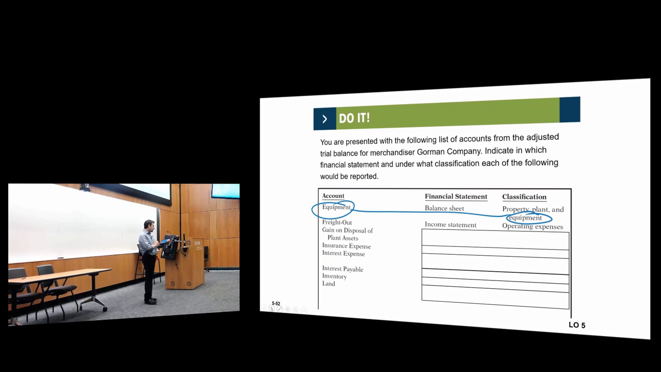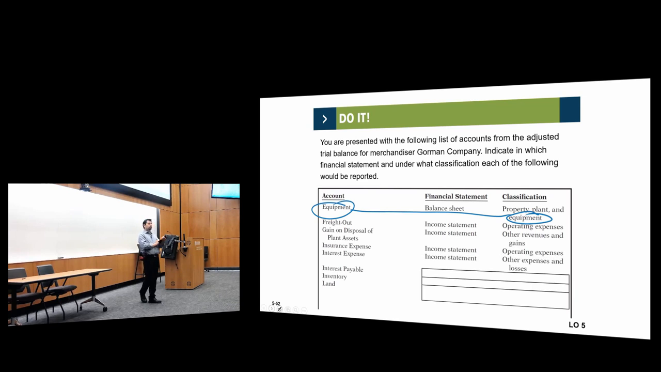Gain on disposal of plant assets. Plant assets are also called sometimes fixed assets. This is like property, plant, and equipment, right? So gain on disposal of plant assets. Income statement, other revenues and gains. Insurance expense. Income statement, operating expense. This is something that the company needs to operate. Interest expense. Income statement, other expenses and losses.